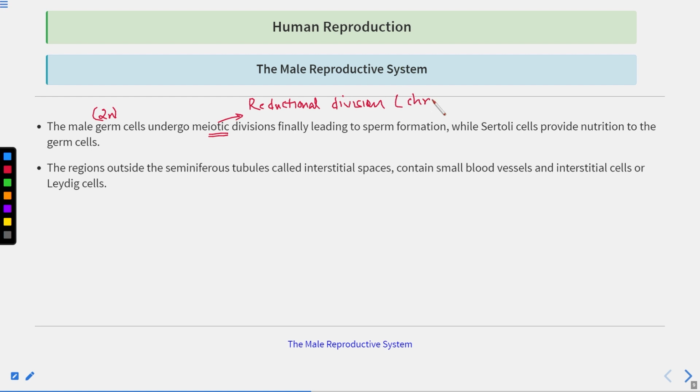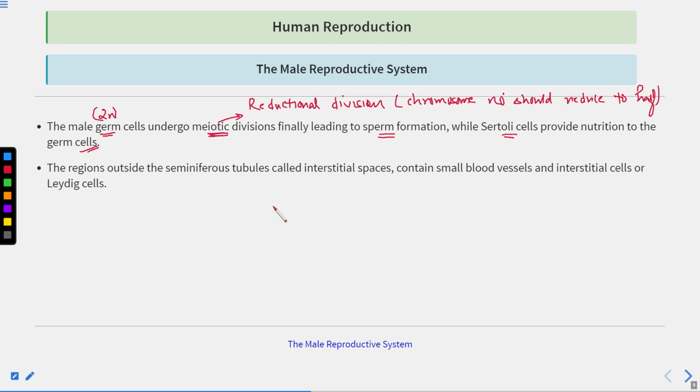The chromosome number should reduce to half. This is a feature of meiosis. Another feature of meiosis is that recombination takes place during meiosis, which is the source of variation. Clear? So male germ cells, which are diploid, will undergo meiosis. Meiosis takes place in the diploid cell. Finally, this leads to sperm formation, while the Sertoli cells provide nutrition to the germ cells.